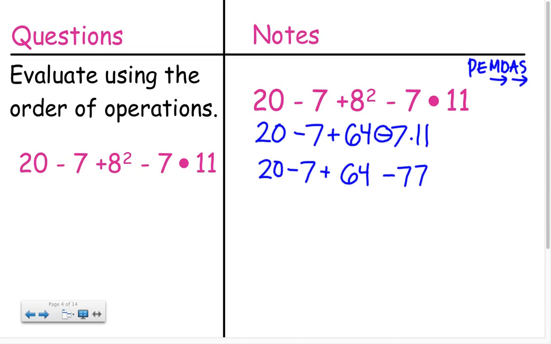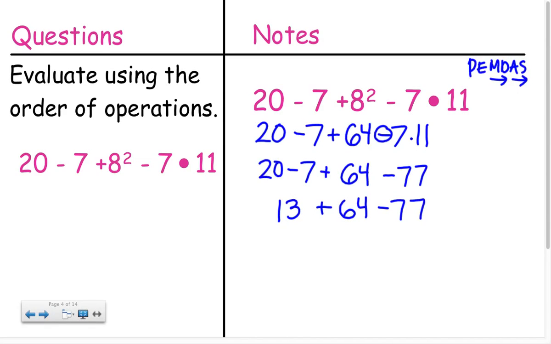My multiplying and dividing is all done, so I can move to adding and subtracting. Remember, adding and subtracting goes from left to right. So I'm going to start at the left. Even though it's subtracting, we have to do that first. So 20 minus 7 is 13, and then I'll write out the rest of my problem.